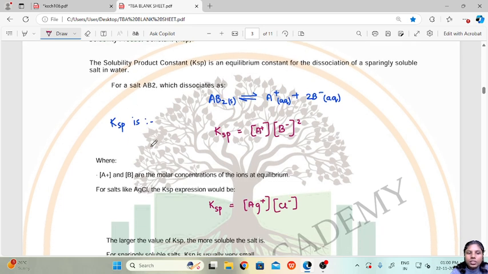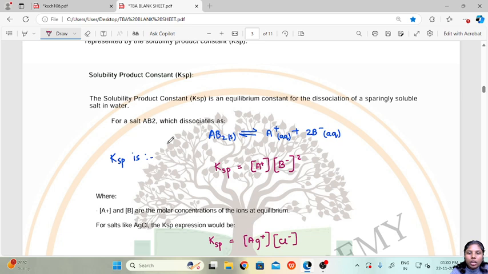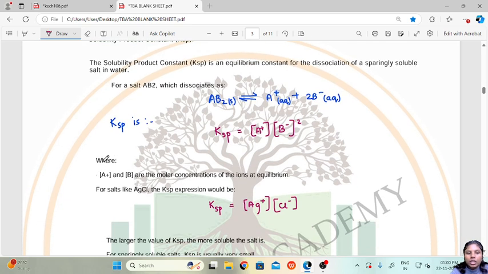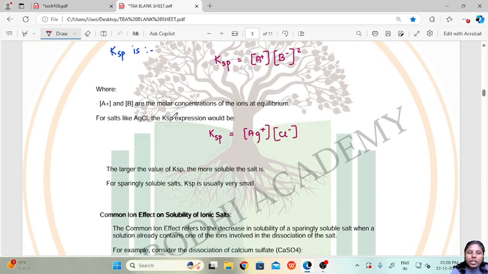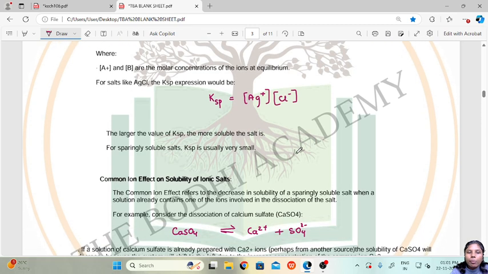So in that case, the solubility product constant can be written as the concentration of A+ times the concentration of B- raised to the stoichiometry value that is given. A and B are the molar concentrations of ions at equilibrium. Say for the salt AgCl, we could express it directly because this is a 1:1 ratio. We will directly take the concentration of Ag+ ions and Cl- ions.